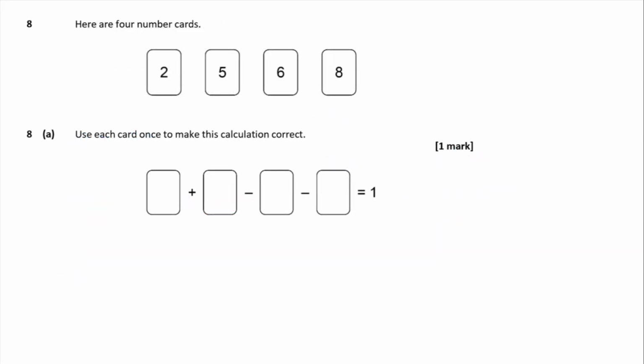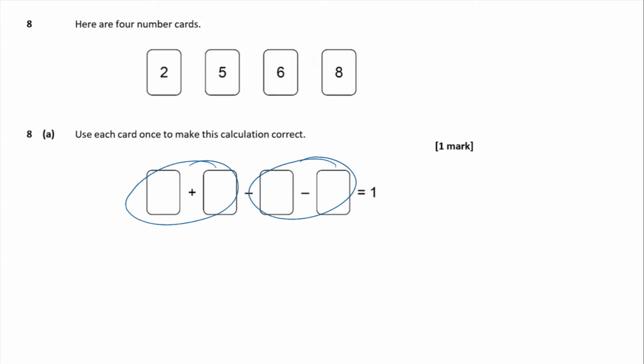Question 8. Here are 4 number cards. We've got 2, 5, 6, and 8. Use each card once to make this calculation correct: something plus something minus something equals 1. Okay. So my 2 numbers added together is going to be 1 more than my 2 take-away numbers, if you think about it. So I want to pick my numbers so that the 2 that I add together are worth 1 more than the 2 I take away.